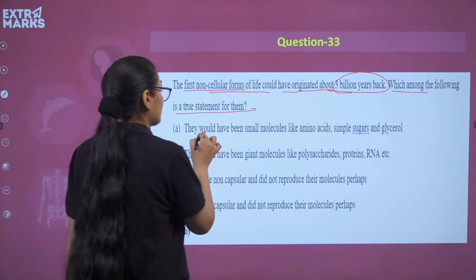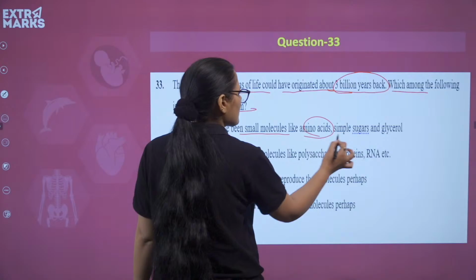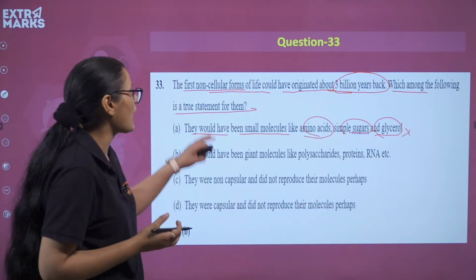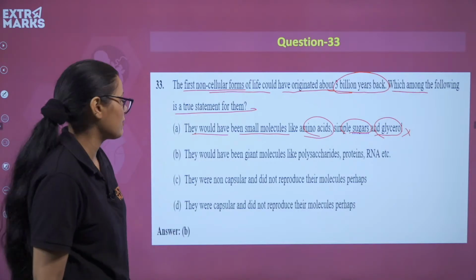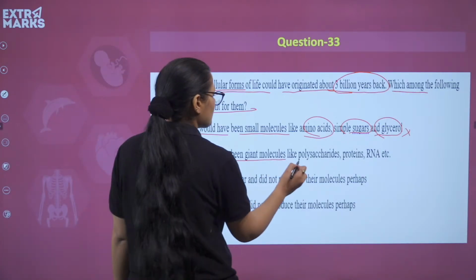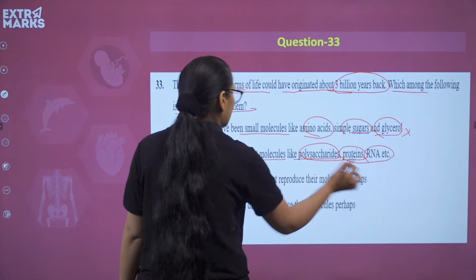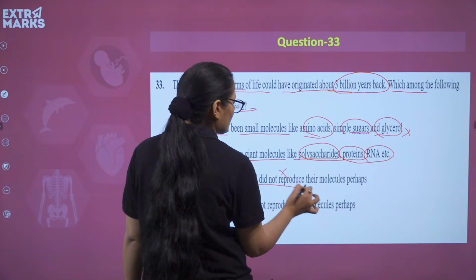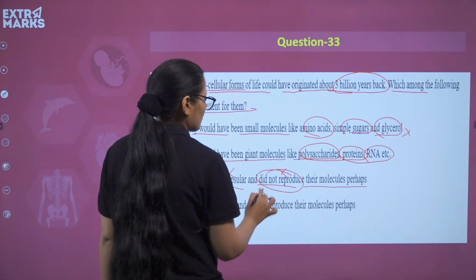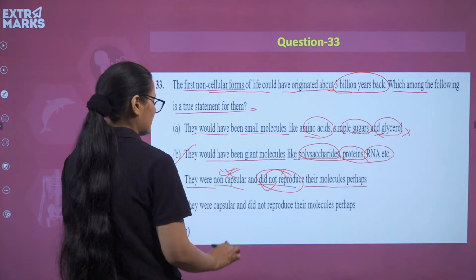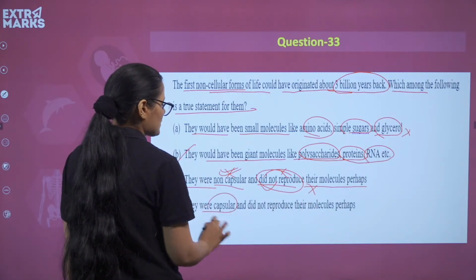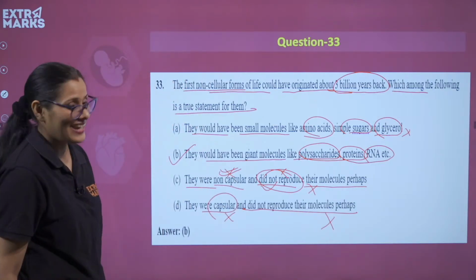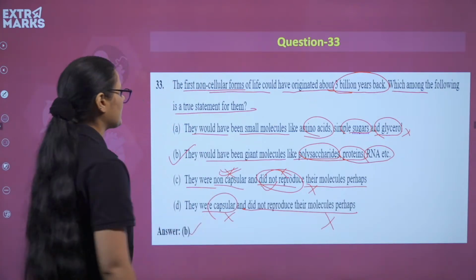The first says they would have been small molecules like amino acids, simple sugar and glycerol. This is incorrect because the condition required to have these non-cellular forms of life is that they would have been giant molecules like polysaccharides, proteins and RNA. This is correct. They were non-capsular and did not reproduce their molecules, no, because they can reproduce. They are capsular and can reproduce, so this is incorrect. They were capsular and did not reproduce their molecules is also incorrect. So the answer is option B.